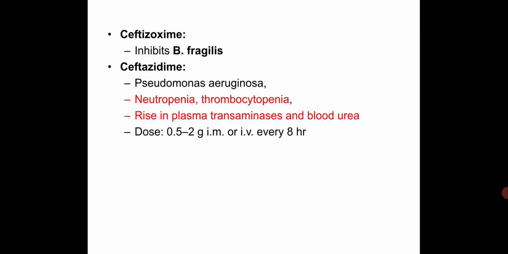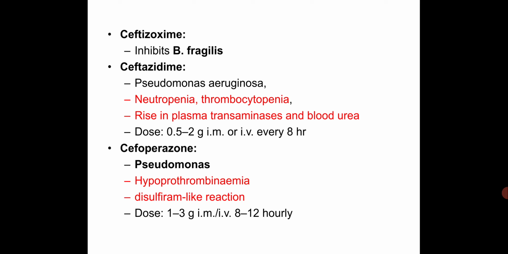Then there is ceftriaxone, which inhibits B. fragilis. Then ceftazidime, which is also active against Pseudomonas. Cefoperazone and ceftazidime are active against Pseudomonas. The particular ADR of ceftazidime is neutropenia and thrombocytopenia, and also an increase in transaminase and blood urea level. So try to remember this ADR: neutropenia, thrombocytopenia, increase in plasma transaminase and blood urea level.